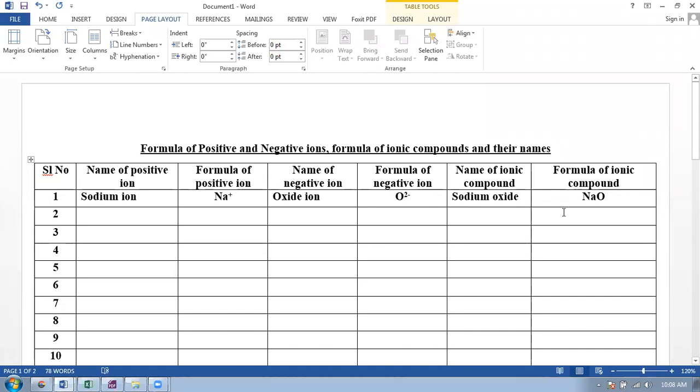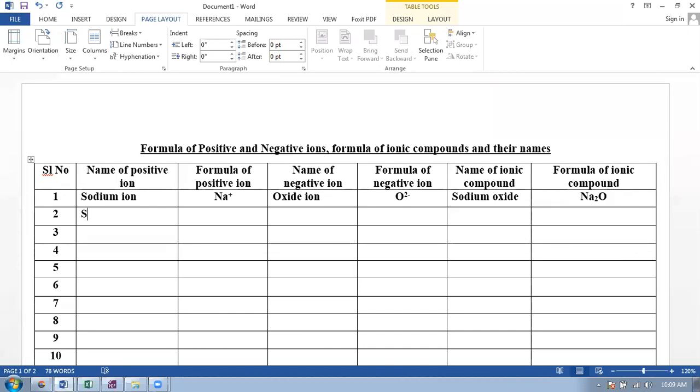Now this 2 would come here, in the place between sodium and oxygen, but this 2 will be written in the lower case, like this. So Na2O. And sodium has plus, only plus means 1 plus. So sodium's 1 would be coming here, but 1 is unnecessary to write or mention. So do not write 1. So sodium oxide is Na2O.